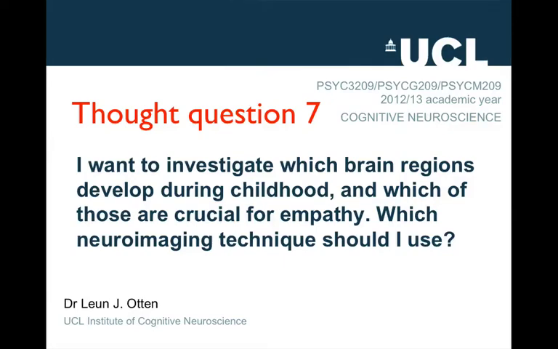You can use a number of neuroimaging techniques to address the question of which brain regions develop during childhood. The first thing to do is define more clearly what is meant by develop. If the interest is in structural changes, then a structural technique, such as MRI, would be suitable. If the interest is in functional changes, then fMRI, MEG, EEG, or indeed optical imaging would be suitable.